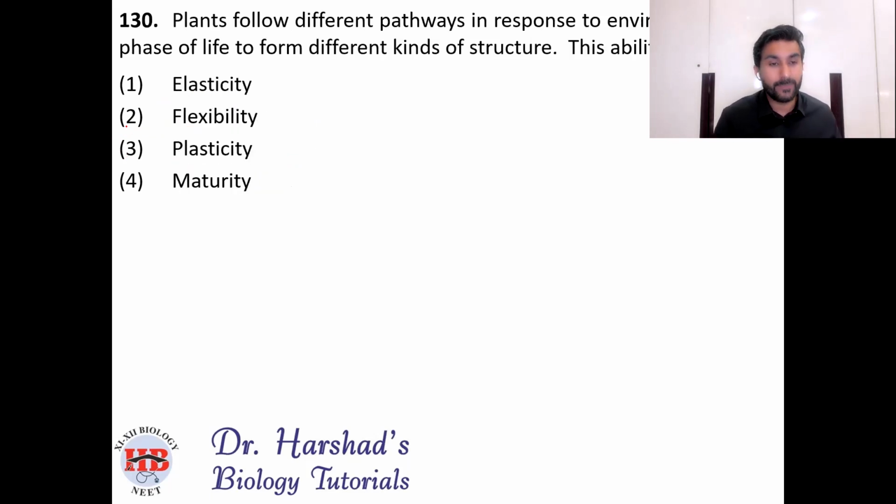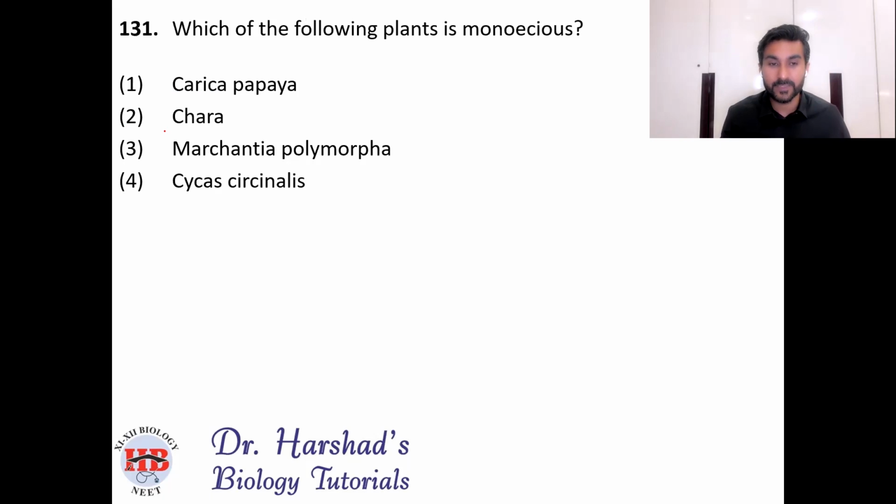Plants follow different pathways in response to different environments and phases of life. This was your example of larkspur and buttercup showing heterophily. This was the example of a property given in your plant growth chapter with a diagram. That is the property of plasticity. If you remember, buttercup and larkspur are the examples under this.